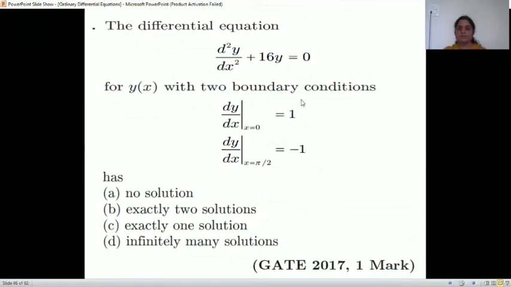Next question. The differential equation d2y by dx square plus 16y equal to 0, with two boundary conditions given: dy by dx at x is 0 is 1, and dy by dx at x is pi by 2 is equal to minus 1, right? We'll see, 4 options are there. So what will be the correct answer? Does it have one solution, two solutions, no solution, or infinitely many solutions?